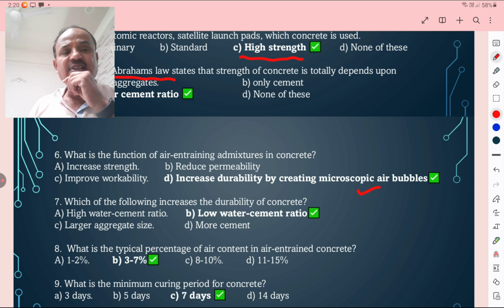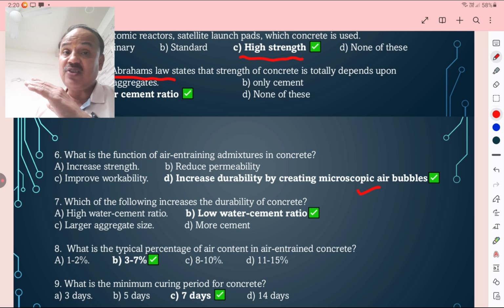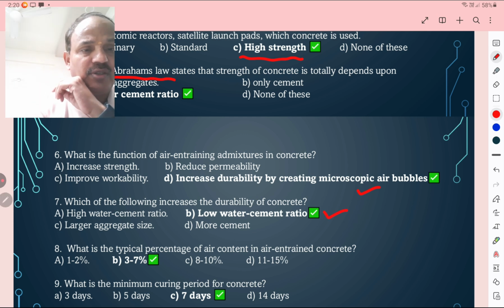Which of the following increases the durability of concrete? High water cement ratio, it reduces. Large aggregate size, it reduces. More cement, it reduces the durability; increases the strength but reduces the durability. So low water cement ratio is the correct answer.